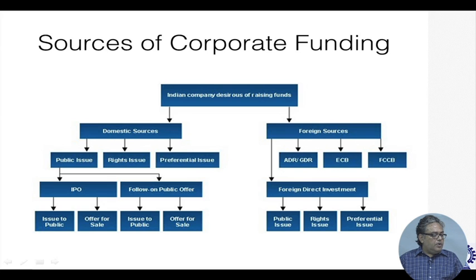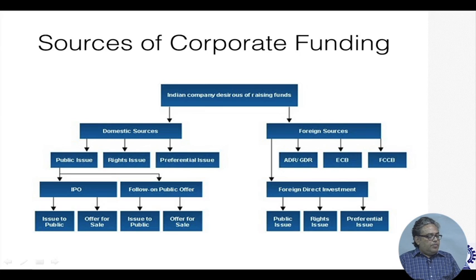Now, in case of a domestic source, you can go for a public issue, which I will discuss in detail in the next lecture. In the public issues, you will find two kinds of issue are possible. One is an initial public offer, another is a follow-on public offer. Under the initial public offer, again you will find this is an issue to the public. That means you make an allotment to any people who have shown interest to subscribe to your shares, or it can be an offer for sale. An offer for sale generally happens through the issuing houses.